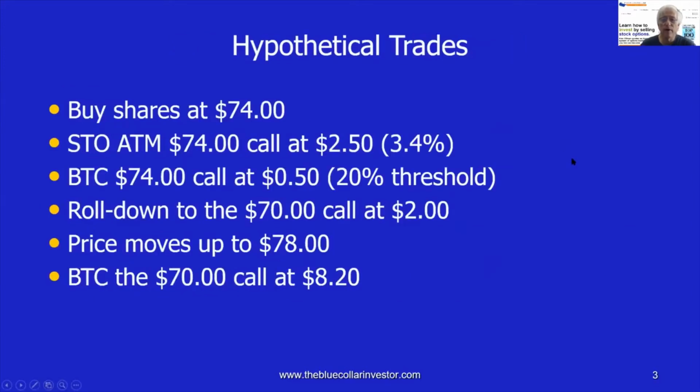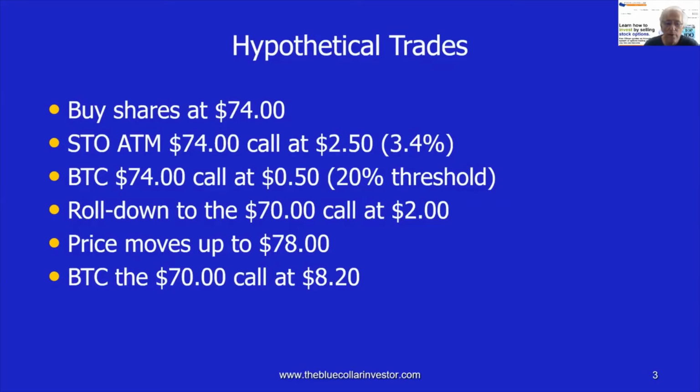Let's set up a hypothetical example here. Let's say we buy 100 shares of a stock at $74. And then we sell the at-the-money 74 call for $2.50. Well, our initial time value return is 3.4%. 250 divided by 74 is 3.4%. That's how we structure the beginning of our trade.